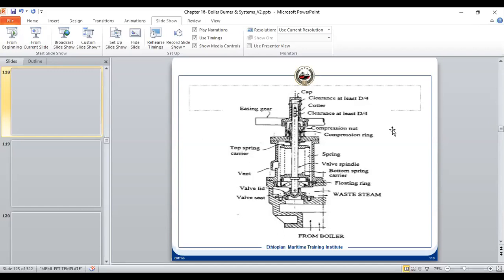So all we are doing is increasing or decreasing the setting of the safety valve, increasing or decreasing the tension. And then once we achieve the spring tension with this compression nut, with another lock nut, we lock it in place so that it does not get disturbed. Or if there is a split pin arrangement, we put a split pin so that the setting does not get disturbed in the future.